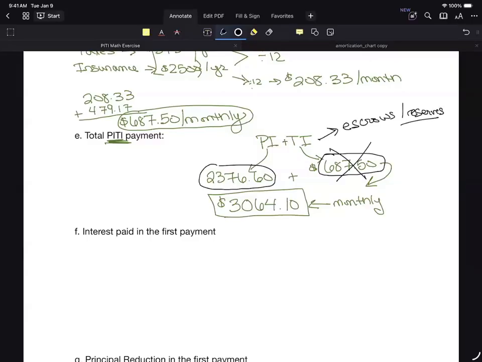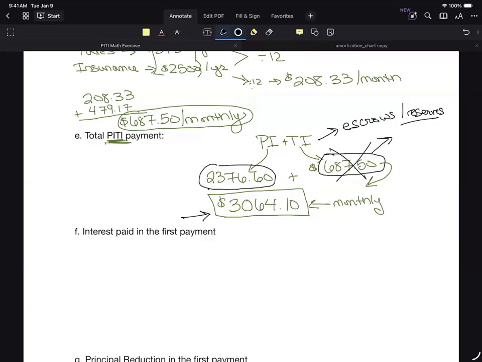Because we know the bank is going to collect those taxes and insurance amounts annually. And then when the bill comes due, they're going to pay it for you, because the bank is like, this is our collateral. We don't trust you to separately pay the taxes and the insurance. We'll collect that from you monthly and we'll pay the bill because we're not trying to have anything happen. So even though the bank would say, please give us $3,064.10 a month, the 687.50 is going to these escrows.